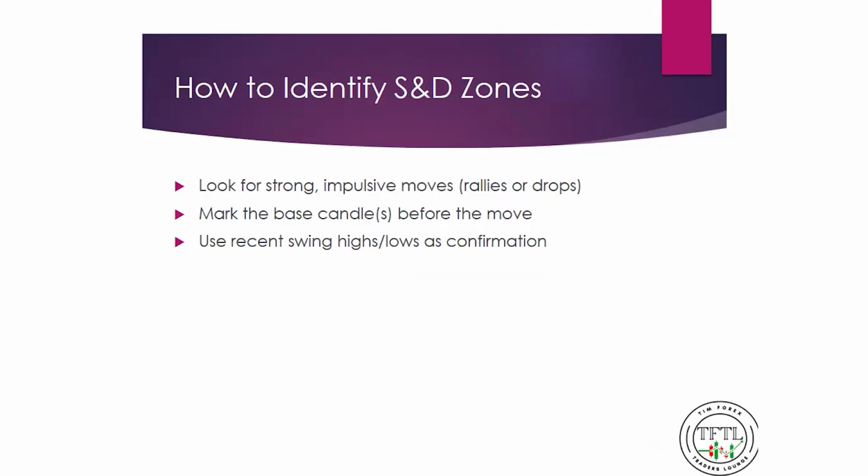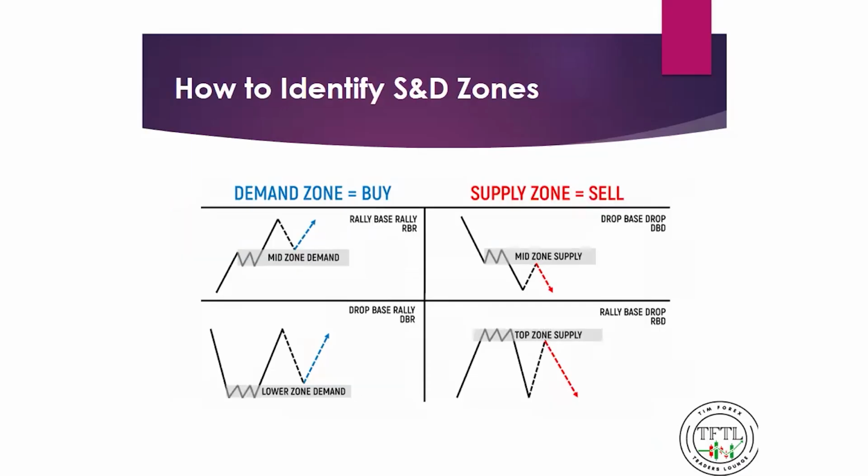The consolidation, in terms of demand and supply, we call the base. So the key thing here is marking the base candle or candles before the move. You use the recent swing highs or swing lows as a confirmation. For you to be in a better position to identify the supply and demand zones, it's important to understand that we have two types of demand as well as two types of supply. The demand zone is a place where we look for buying momentum.